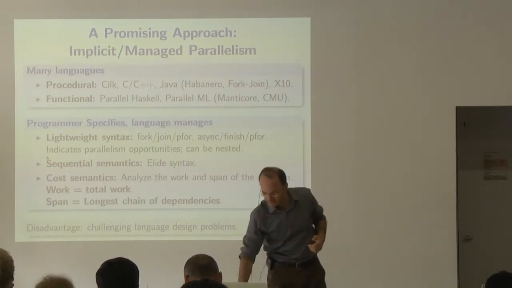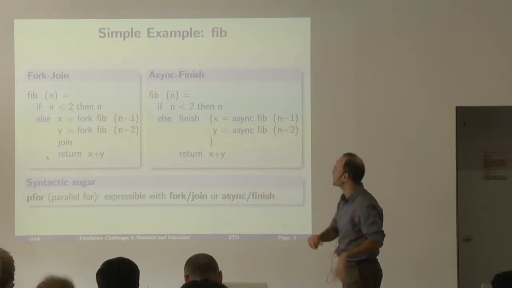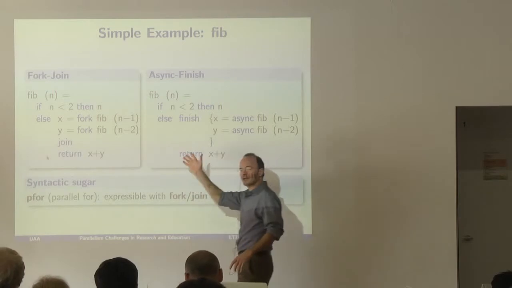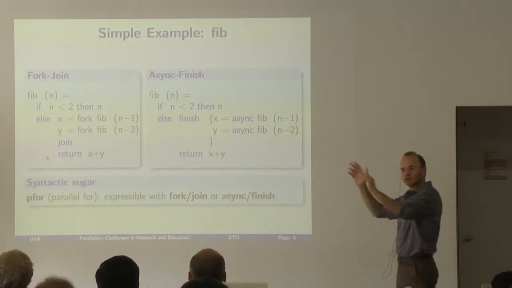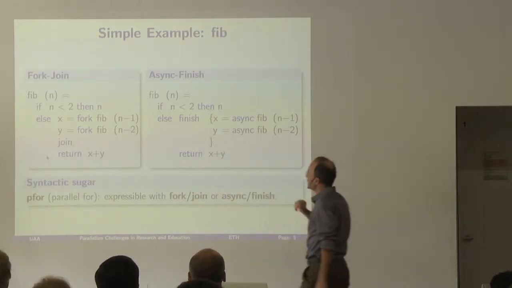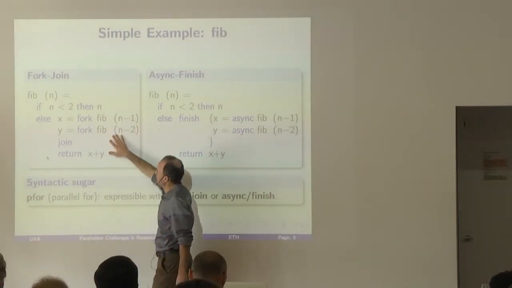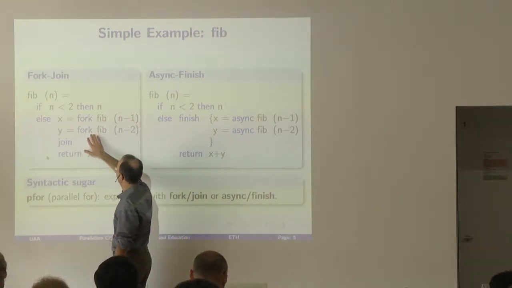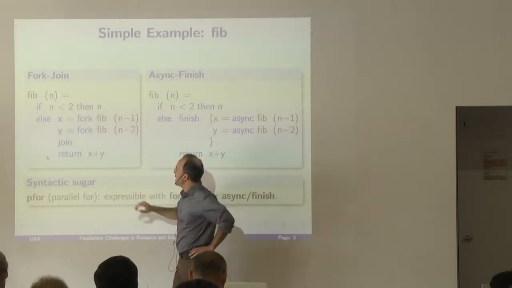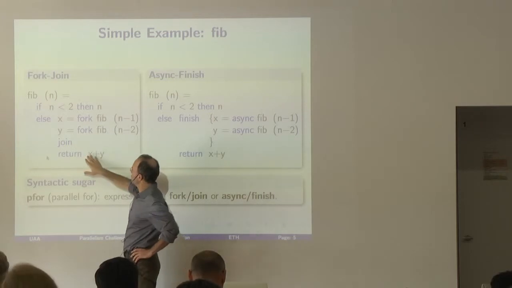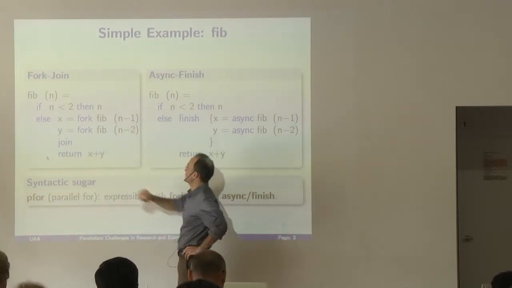So a very simple example: suppose you want to write Fibonacci in the dumbest possible way. You would use the recursive definition of Fibonacci. And you can say, well, look, I can execute these two pieces of code in parallel. So you put a fork in front of that call. And then this join here indicates that you have to wait for these to finish before you continue, because you're going to sum the results up.